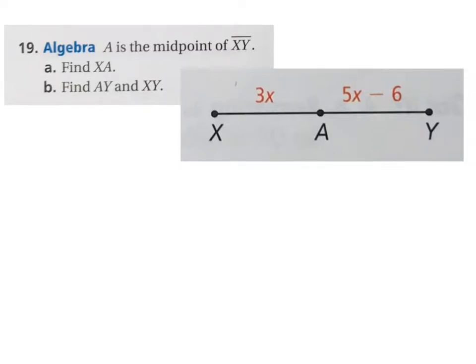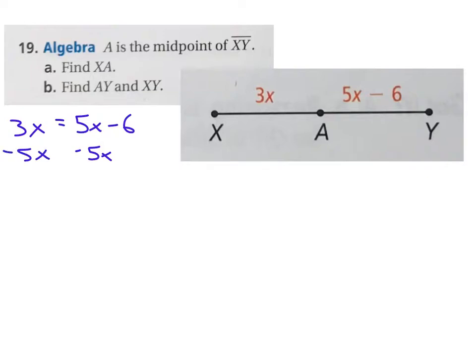Okay, if A is the midpoint of segment XY, that means that the two portions here, XA and AY, are equal in measure. And then what we can do is say, if we know they're equal in measure, then we know that 3x is equal to 5x minus 6.